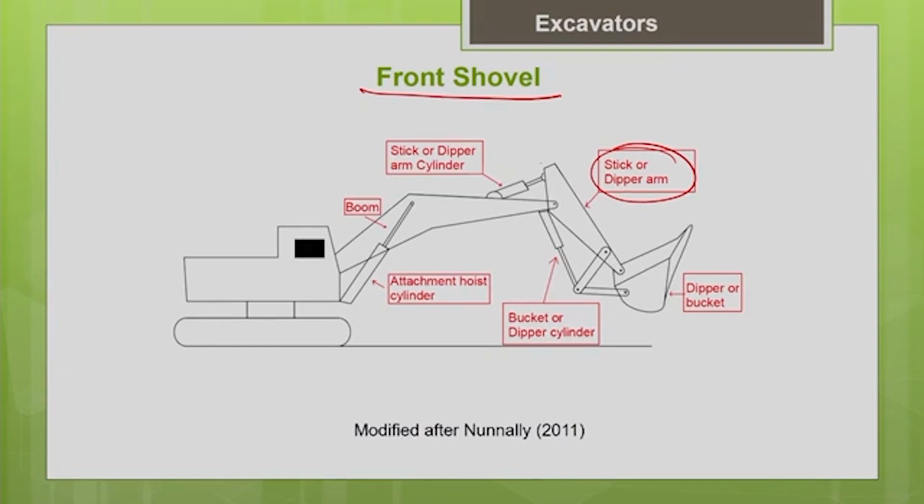There are different types of cylinders you can see. The one which is connected to the boom is called the boom cylinder. So this is the hoist cylinder or boom cylinder. The other one which is connected to the dipper arm is called the dipper arm cylinder, and the one which is connected to the bucket is called the bucket or dipper cylinder.